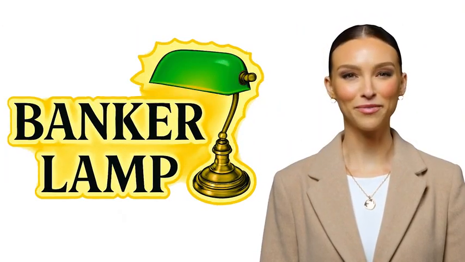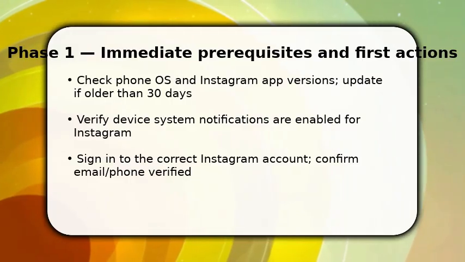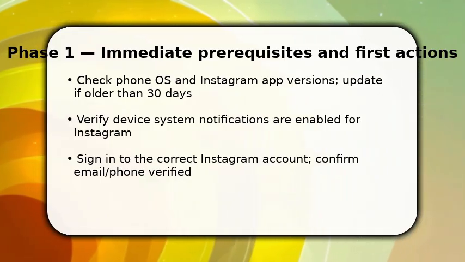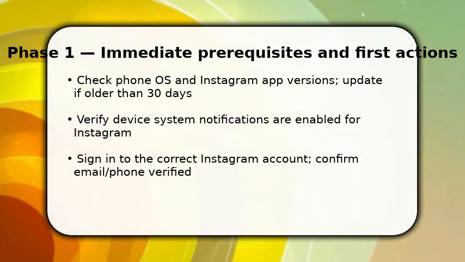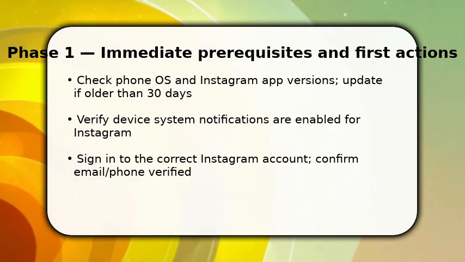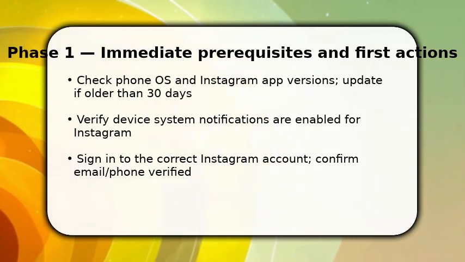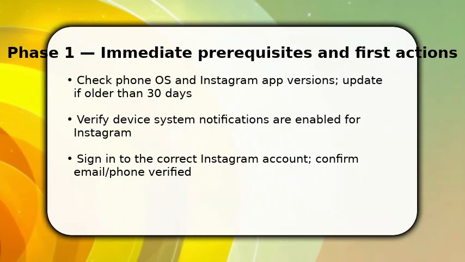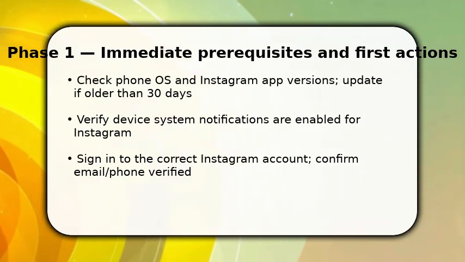Please enjoy the video. You'll start by confirming the essentials. Update Instagram and your phone OS so permissions work properly. Once done, open device settings and enable system notifications for Instagram. This lets the app surface alerts.